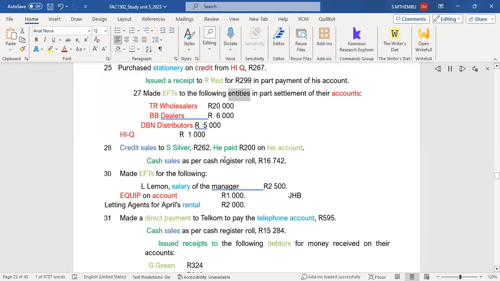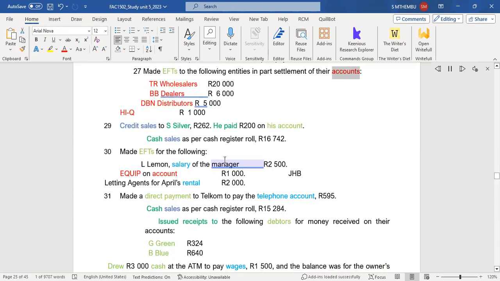27 Made EFTs to the following entities in part settlement of their accounts. TR wholesalers, R20000. BB dealers, R6000. DBN distributors, R5,000, HIQ, R1,000. Credit sales to S Silver, R262. He paid R200 on his account. Cash sales as per cash register roll, R16,742.